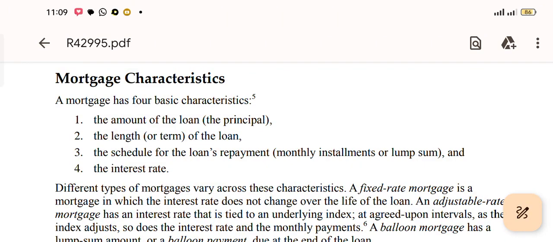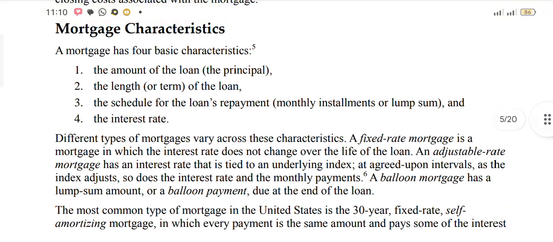Hello guys, today we are going to discuss mortgage characteristics. Number one, the amount of the loan, and number two, the length or term of the loan. Number three, the schedule for the loan's repayment, monthly installment or lump sum, and the interest rate. Different types of mortgage vary across these characteristics.